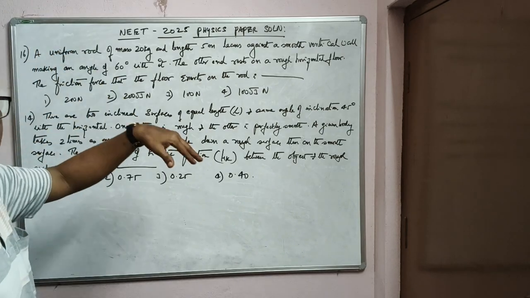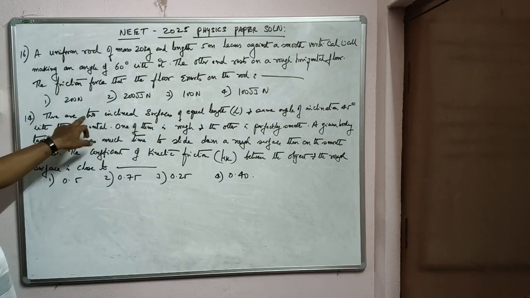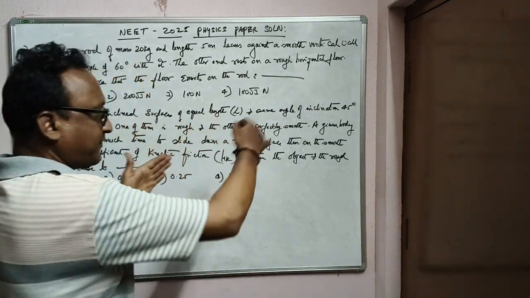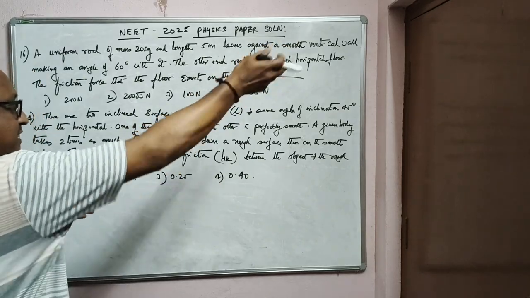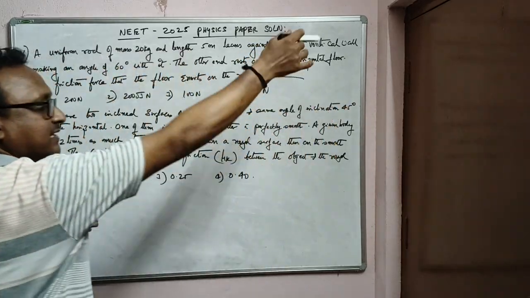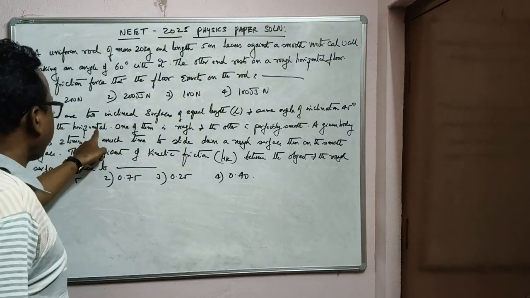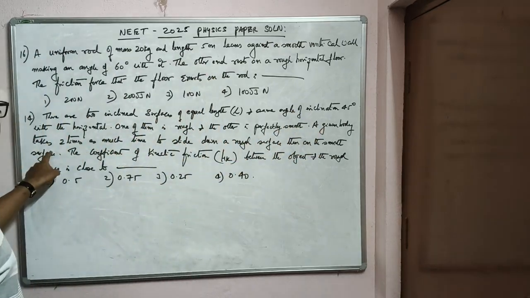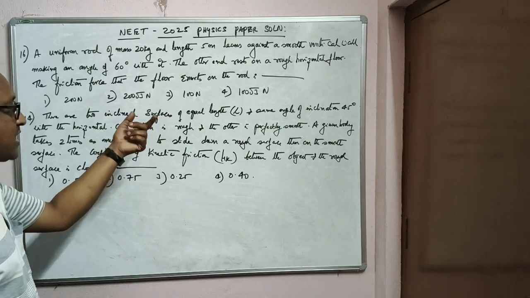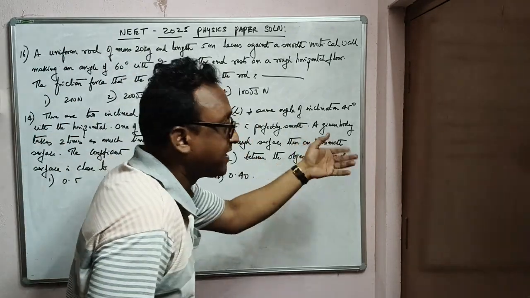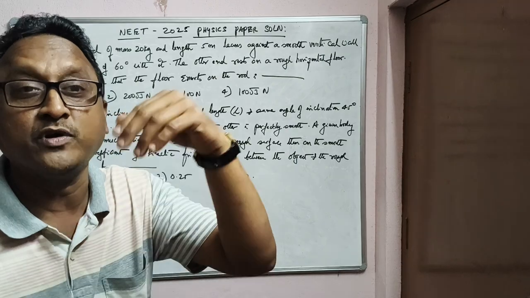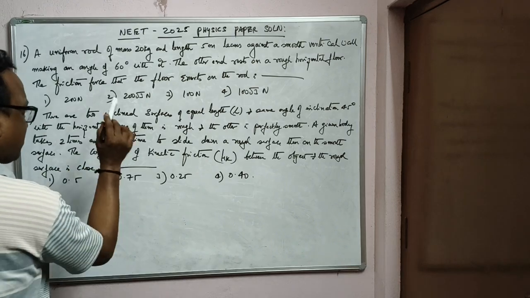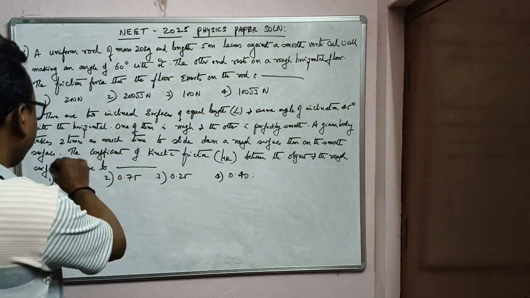The 14th problem in your paper of NEET 2025 is: there are two inclined surfaces of equal length and the same angle of inclination with the horizontal. One of them is rough, the other is perfectly smooth. A given body takes 2 times as much time to slide down the rough surface than on the smooth surface. The coefficient of kinetic friction between the object and the rough surface will be dash.